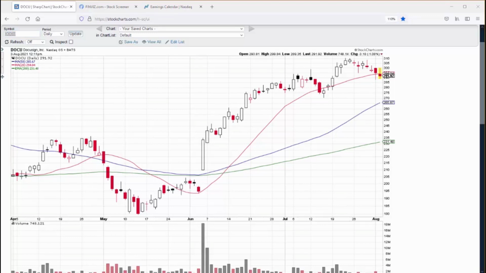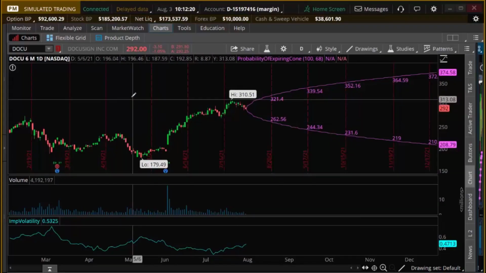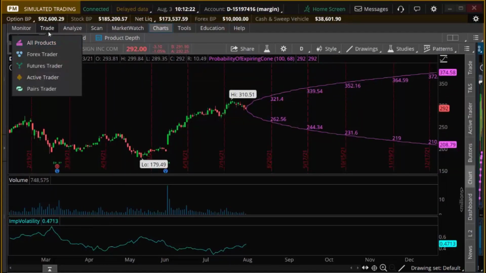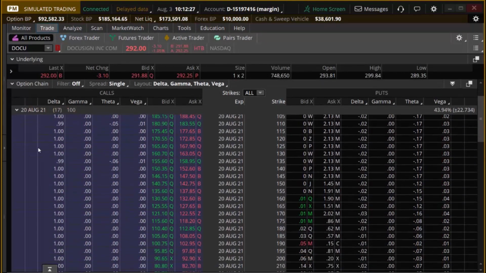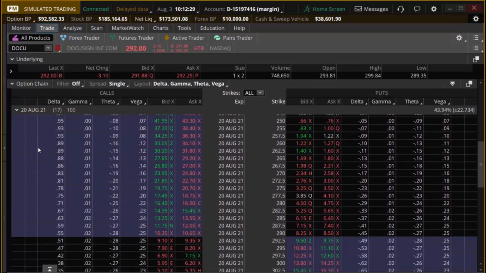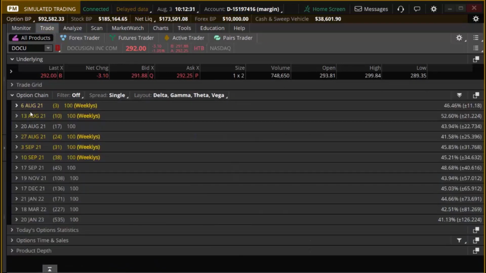Now let's think about the structuring of this trade. So we come back to, let's just use thinkorswim. We know earnings come out early September, so we could go August 20th, which is the monthly, or we could go August 27th. August 27th would get us closer to earnings, but these options would be weekly options. They would be less liquid. They wouldn't be as heavily traded. I certainly prefer trading monthlies.